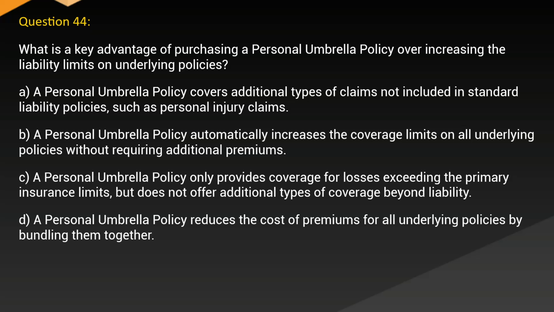Question 44. What is a key advantage of purchasing a personal umbrella policy over increasing the liability limits on underlying policies? A. A personal umbrella policy covers additional types of claims not included in standard liability policies, such as personal injury claims. B. A personal umbrella policy automatically increases the coverage limits on all underlying policies without requiring additional premiums.